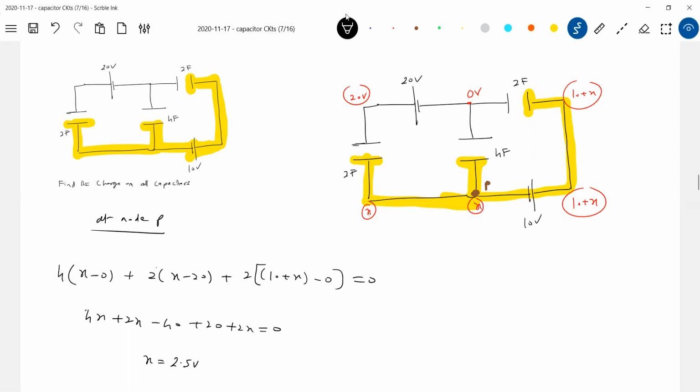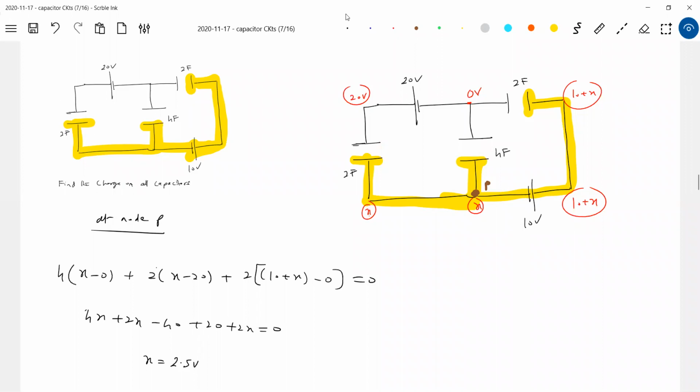Like this, however many nodes there are, that many nodal equations will come, and that many unknowns will be there. So once you know x equals 2.5, you can calculate the charge. You know the 10 plus x value, this 0. You know x and you know this 20. You get the potential difference and you'll get the charge here.